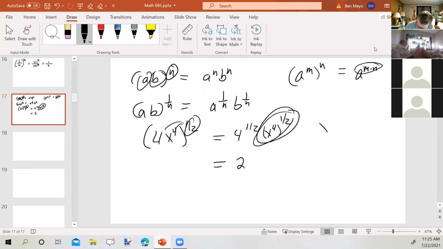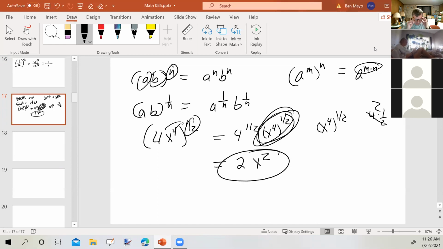So this, x to the 4th to the 1/2, what is 4 times 1/2? It's 2. So this would be x squared. X to the 4th to the 1/2 power is x to the 4 times 1/2, or 2. Now, do I need absolute value bars here? No, I don't. Since the variable is being squared, even if it's negative, when you square it, that would make it positive. So this would be the answer. All right.